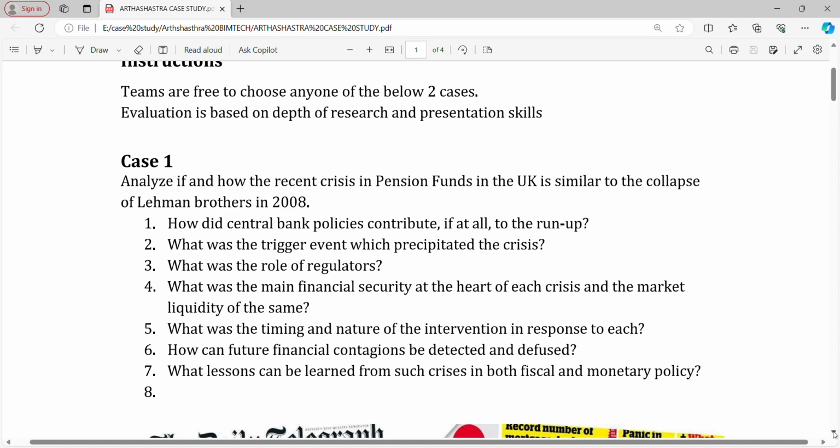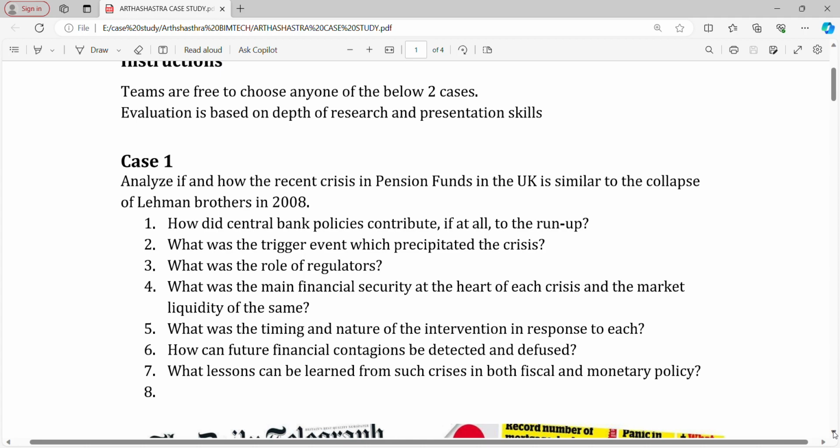So second, what was the trigger event which precipitated the crisis? Third, what was the role of regulators? Fourth, what was the main financial security at the heart of each crisis and the market liquidity of the same. Fifth, what was the timing and nature of the intervention in response to each. So these first 5 questions can be answered from your analysis of what happened in both the scenarios.